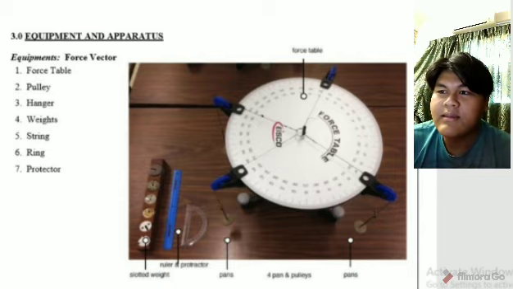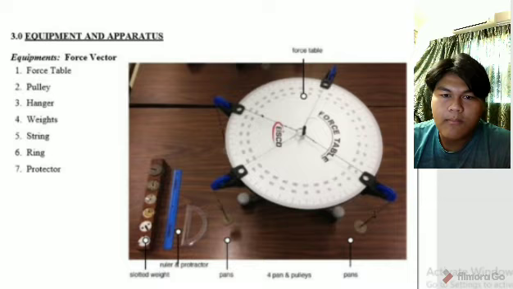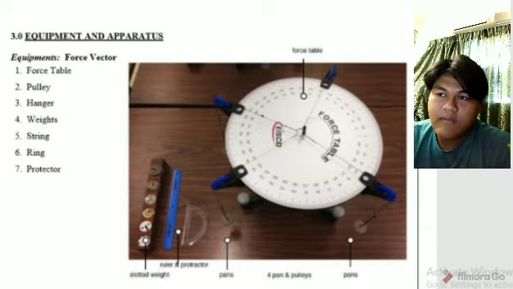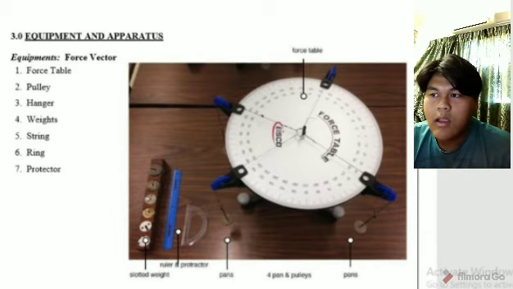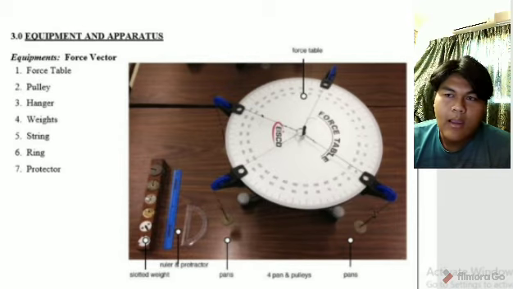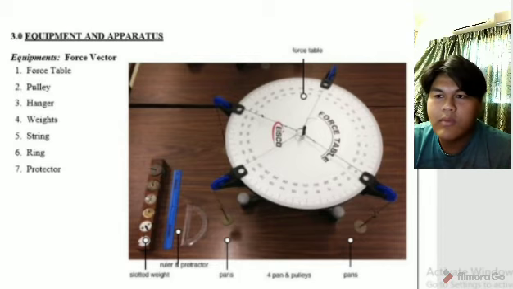Saya pembentang yang ketiga. Saya ingin menceritakan equipment dan part yang ada dalam eksperimen ini. Okay, first kita mesti ada force table, meja ketahanan daya, dan yang kedua is a pulley, ketiga hanger, yang keempat weight, kelima string, keenam ring, ketujuh protector. Okay, ini adalah gambar yang terdapatlah dalam eksperimen ni.